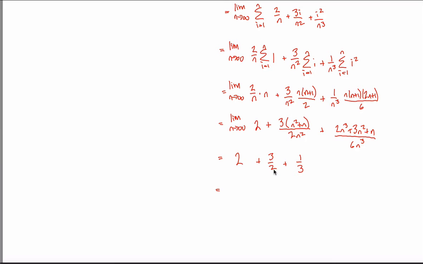And these numbers aren't too bad to add up. Let's see, least common denominator would be 6. So I guess I'd call this 12/6, and I could call this 9/6, and I could call this 2/6. Because 12 plus 9 is 21, plus 2 more is 23. So I believe I'm left with 23/6.